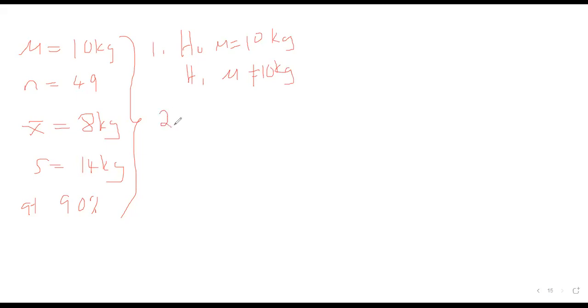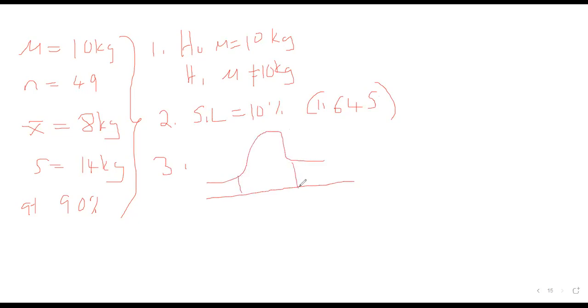Step 2. The significance level is 10%, which is 1.645. Correct. Next step, we shade the regions. On the left, negative 1.645. On the right, positive 1.645. And step 4.